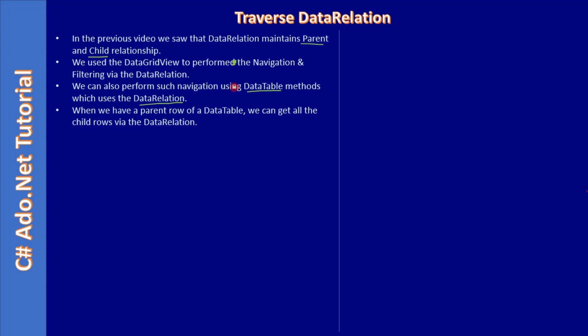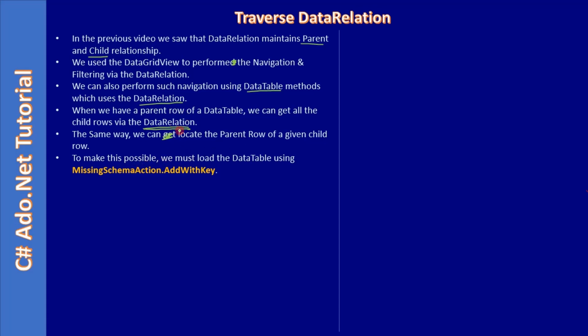When we have a parent row of a data table, we can get all the child rows via the data relation, because the data tables are now linked, right? If you see, the publisher table is linked to employee and the employee table is linked with the jobs table via the corresponding data relation objects. The same way we can locate the parent row of a given child row. If you have parent, you can locate the child, and if you have child row, you can locate the parent. So parent to child is possible and child to parent is also possible via the data relation.